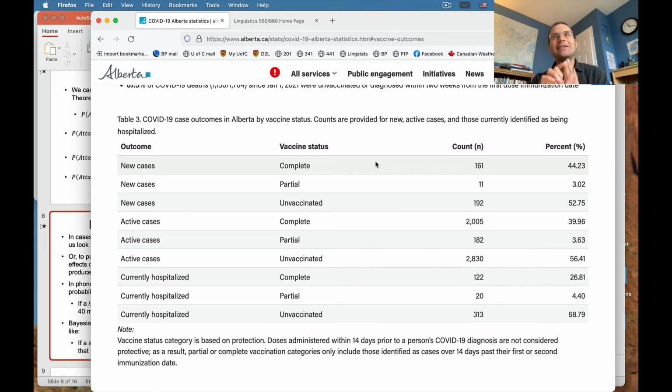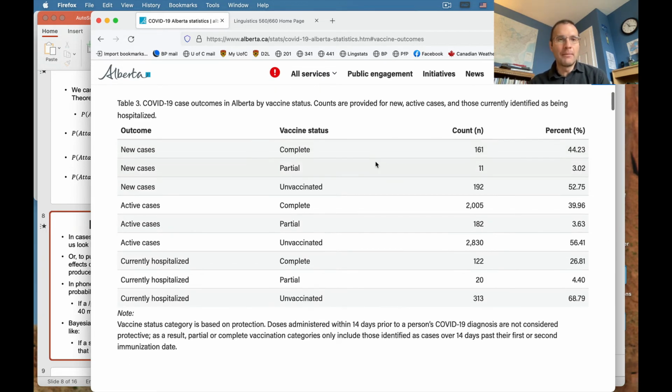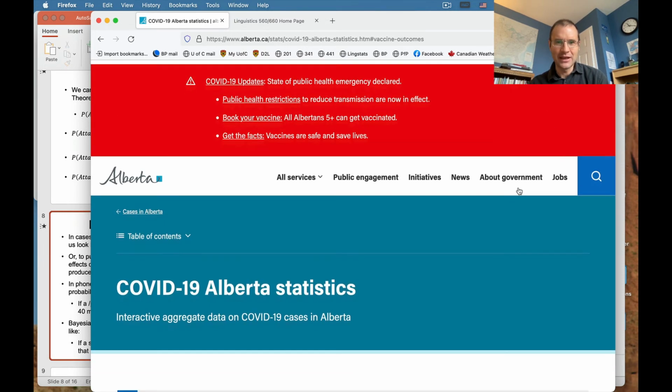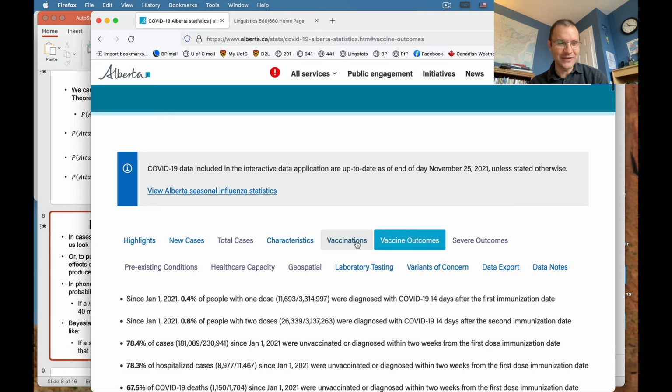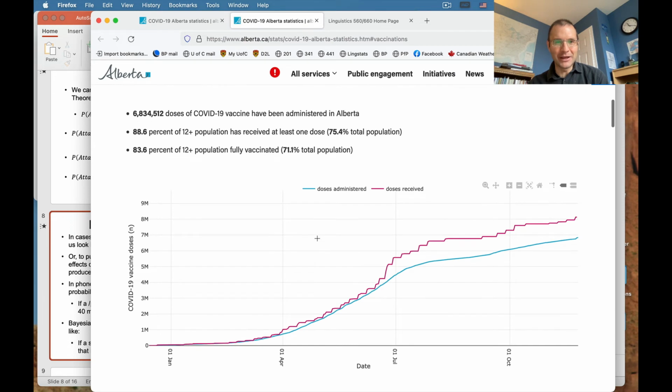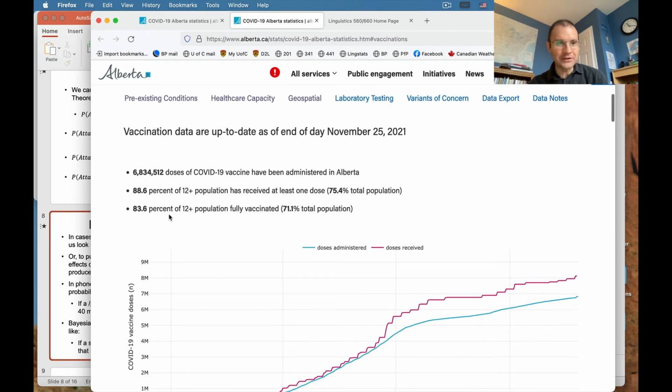But the sort of Bayesian question you can ask is, if you're hospitalized with COVID, what's the likelihood you got vaccinated or not? And there is some relevant data for that here on the Alberta COVID-19 website. So in terms of just overall cases, first of all, I should say, where'd it go? Yes, vaccinations. We're doing great with vaccinations at this point, which is hopefully why we're doing better with the virus overall. 88.6% of the population has received at least one dose, at least if they're over the age of 12, and now the kids are getting it too.